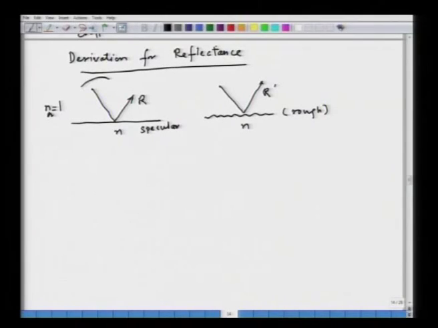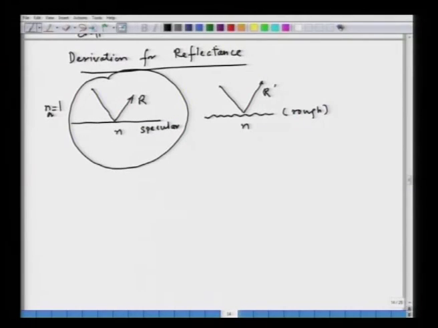But since we are interested here in relating the optical properties as we observe them to the intrinsic material properties, we are going to consider the case in which we have a very sharp discontinuity. In this case the reflectance is going to be decided by the refractive index or kappa of the material, not by the roughness of the surface. So, this is the case that we are going to consider here.